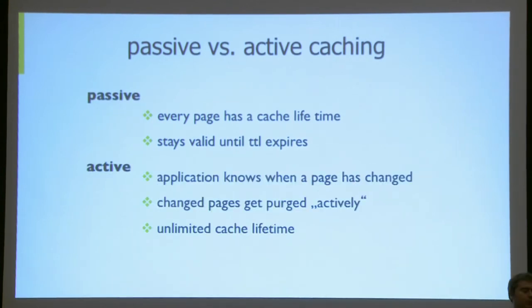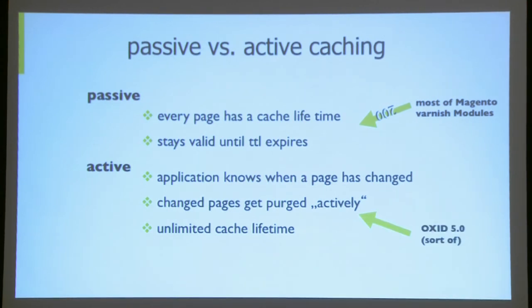Active caching would mean that the application knows that a page has changed in the backend and it could purge only this one page from the cache and leave all the others in the cache. This is active caching. You see the first one in most of Magento Varnish modules, and you see the second one in OXID 5, but only sort of. I think in OXID 5, it's on article save, right?